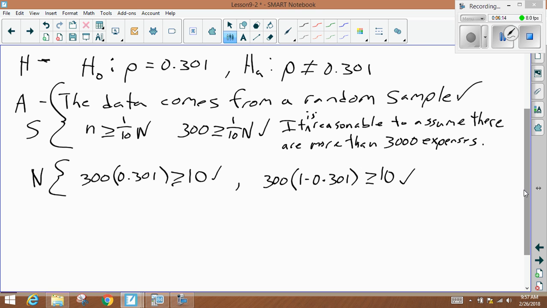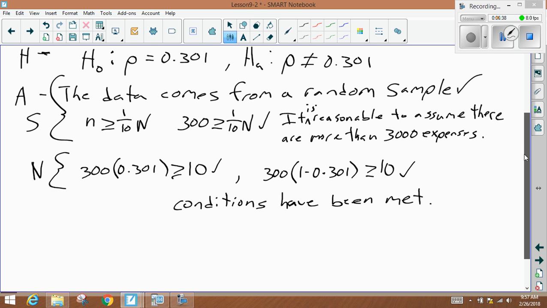And we might even just say that, just to be clear to a grader. Let's go ahead and say conditions have been met. So we can move on to the next part of the problem. That's 2. And name the test.